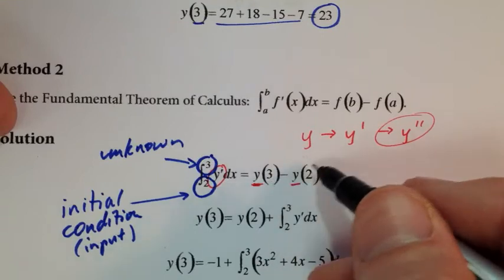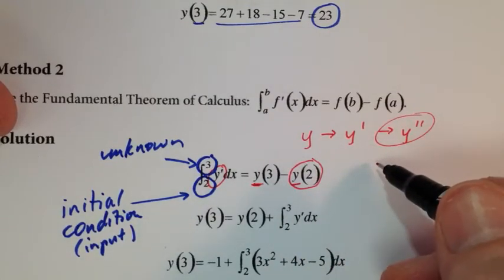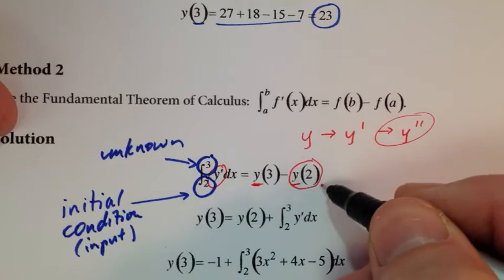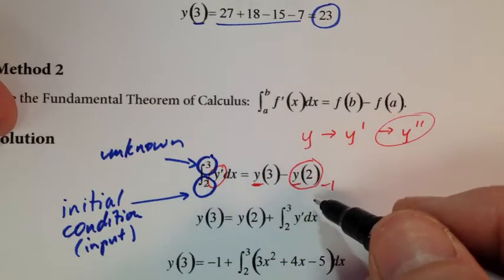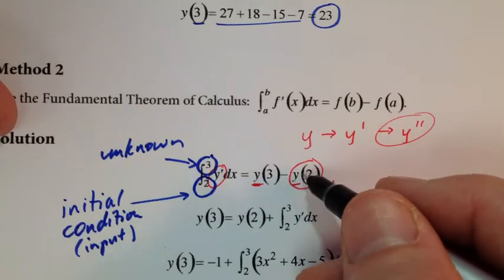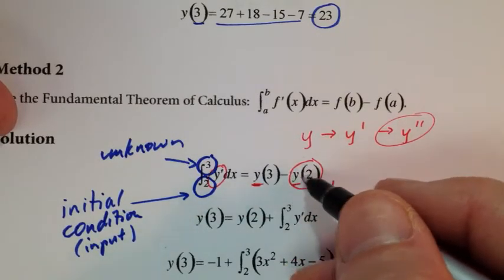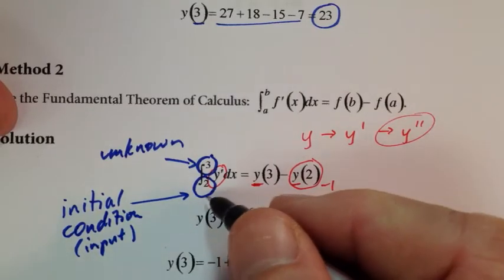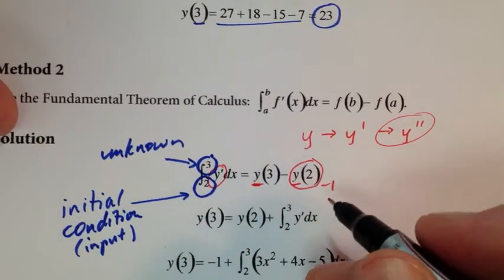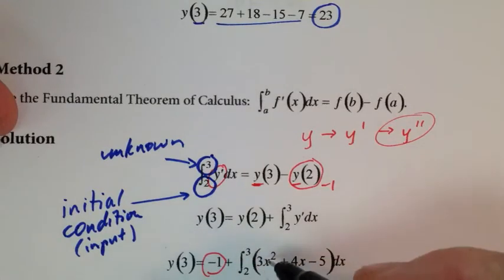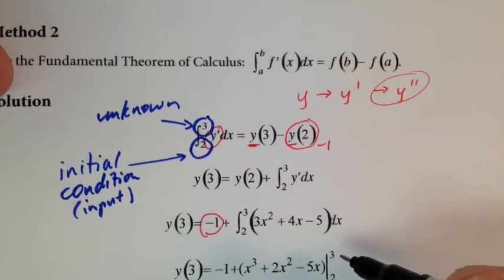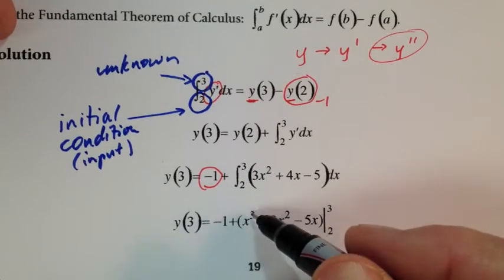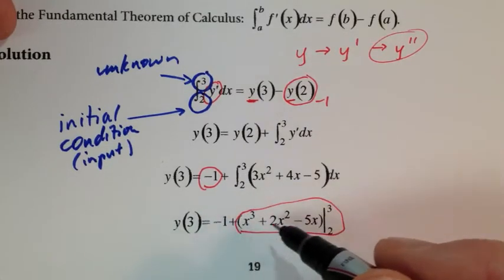Well, again, y of 3 is what we're looking for. Y of 2, we were given. Okay, we were given that y of 2 is negative 1. Okay, so we subtract negative 1, and when we're subtracting negative 1, we're really adding 1, which means we subtract 1 from both sides, and we get negative 1 plus the integral from 2 to 3, and that's y of 3.